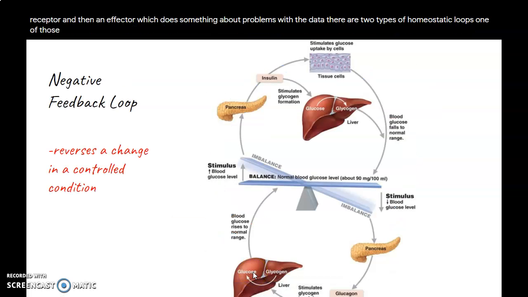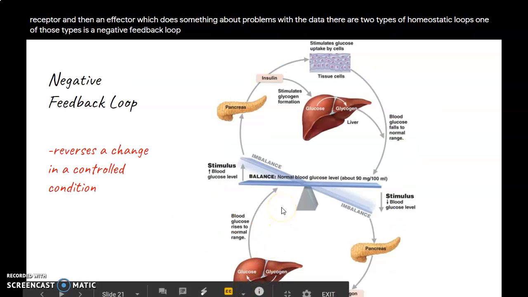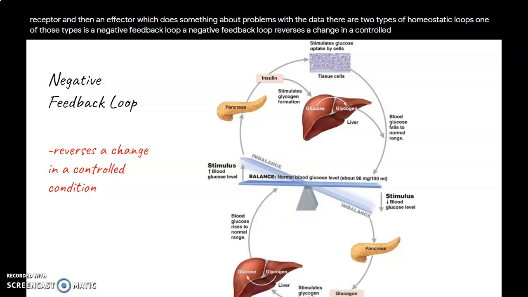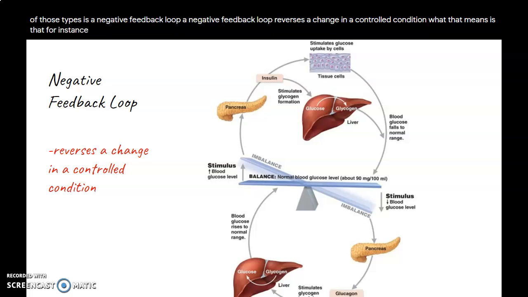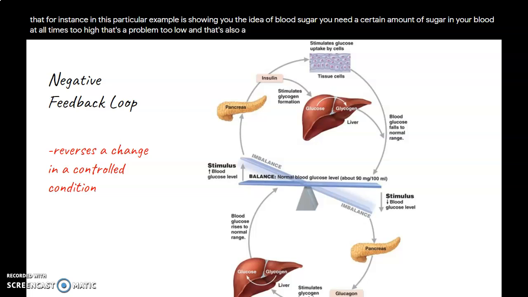One of those types is a negative feedback loop. A negative feedback loop reverses a change in a controlled condition. What that means is that, for instance, in this particular example, it's showing you the idea of blood sugar. You need a certain amount of sugar in your blood at all times. Too high, that's a problem. Too low, and that's also a problem.